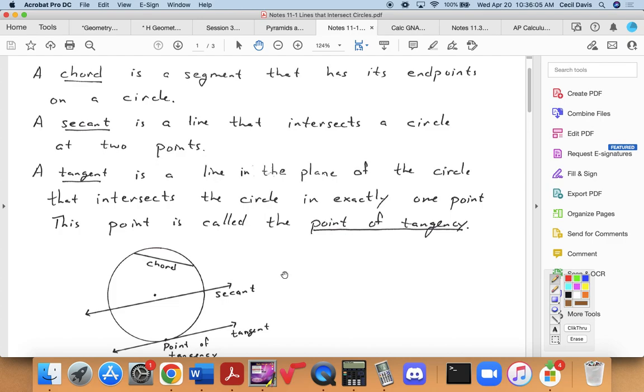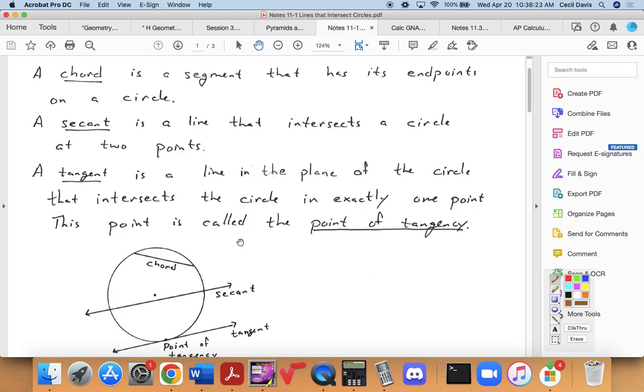A secant is a line, so not a segment, that intersects a circle in 2 different points. So you draw a line through a circle, that's a secant. It's going to go through.